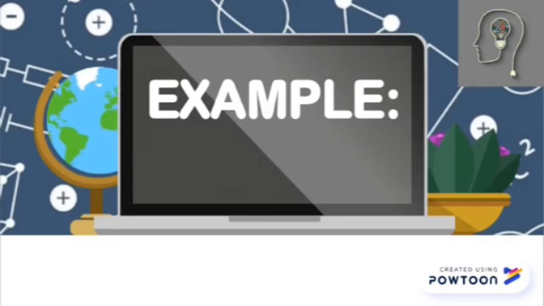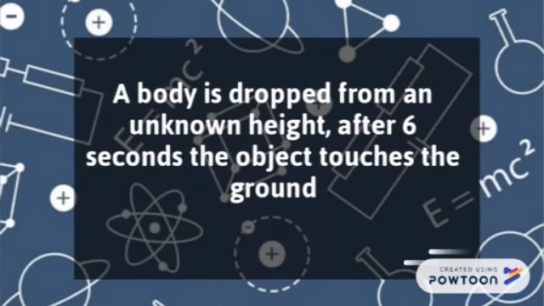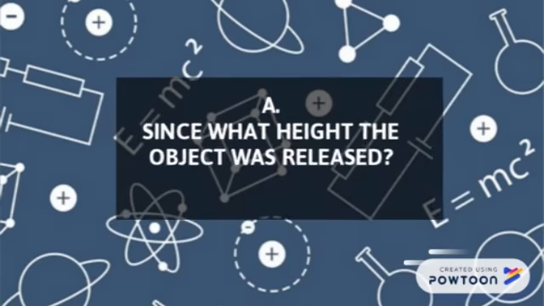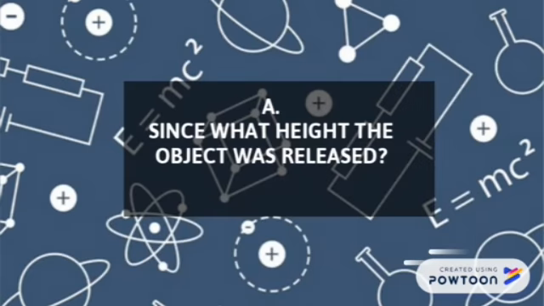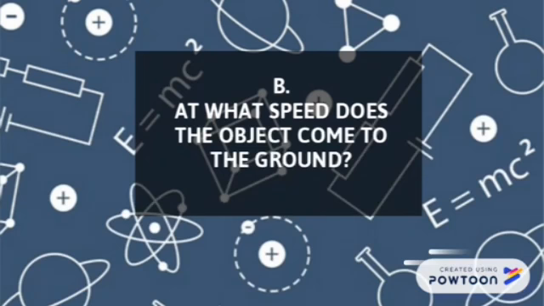Now, I am going to explain an example. A body is dropped from a certain height. After 6 seconds, the object touches the ground. A. From what height was the object released? B. At what speed does the object come to the ground?